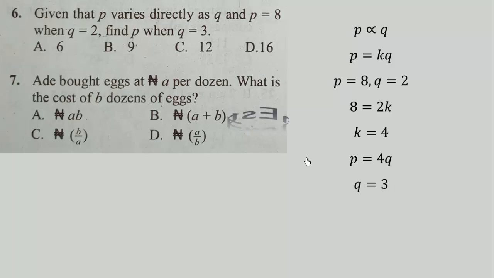Now the next question is this. Ade bought X at A naira per dozen. What is the cost of B dozens of X? So if A naira per dozen, then B dozens will be A times B, which is equal to AB naira, and that is option A.